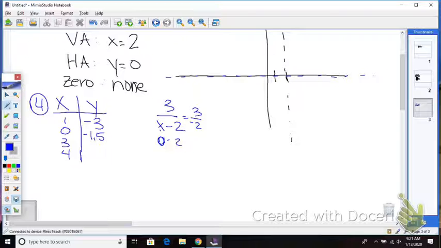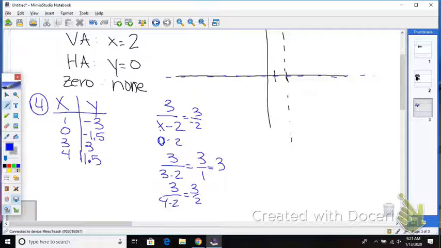When I plug in 3 right here, I have 3 over 3 minus 2, which is 3 over 1, so that's just 3. And when I plug 4 in, I have 3 over 4 minus 2, which gives me 3 over 2, which is just 1.5. So I'm just plugging into the x value, figuring out what the y value is. So now I'm going to plot these 4 points up here. It doesn't have to be exact. We're not trying to make it perfect. I'm just trying to see what is the shape of the graph.